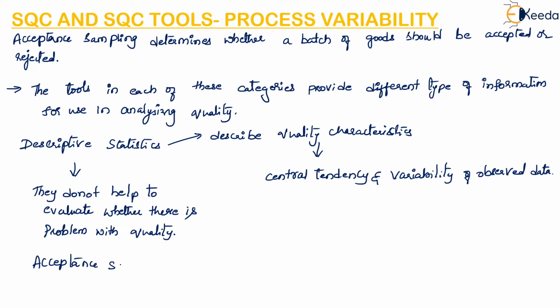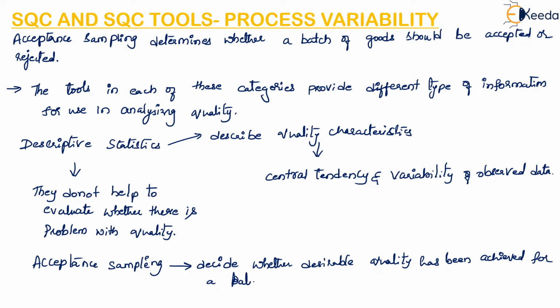Acceptance sampling helps us to evaluate the problems with the quality. It helps us to decide whether desirable quality has been achieved for a batch of product. So we can decide on the batch of the product. We can even decide whether to accept or reject the items.